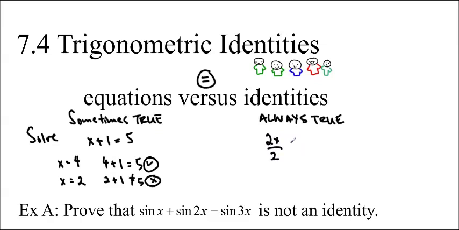So for example, 2x over 2 is equal to x. I know this is always true, it will always work. So that is why it is an identity.